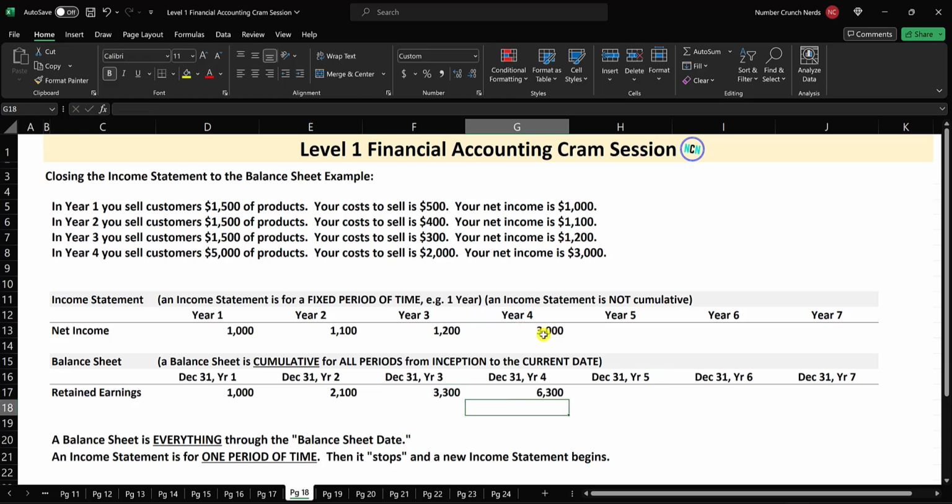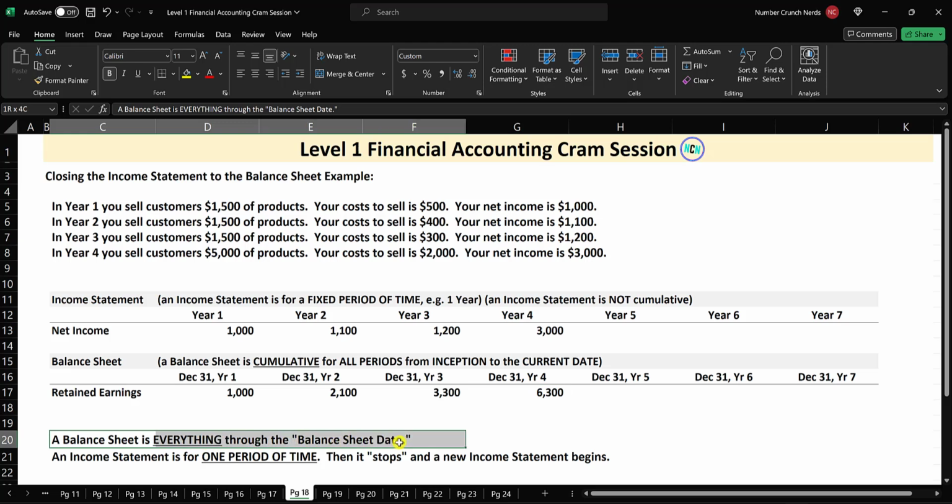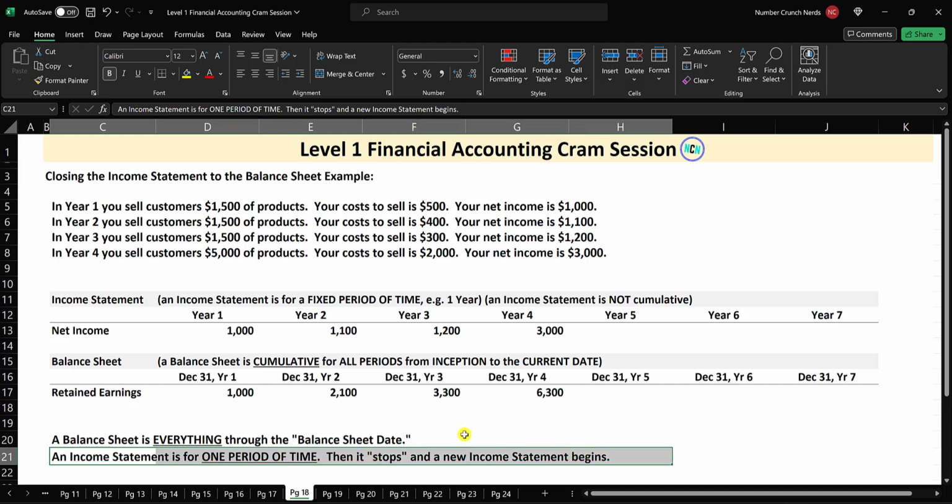I'm going to close the income statement to the balance sheet. Close the income statement to the balance sheet. So the balance sheet is everything through the balance sheet date, whereas the income statement is just for one period of time, and then it stops, and then a new income statement period begins.